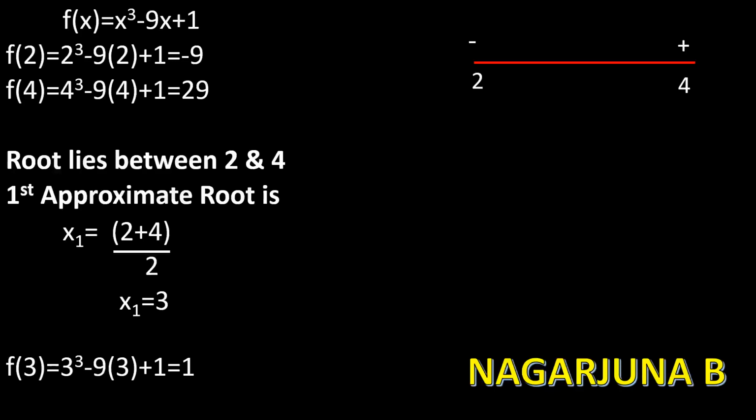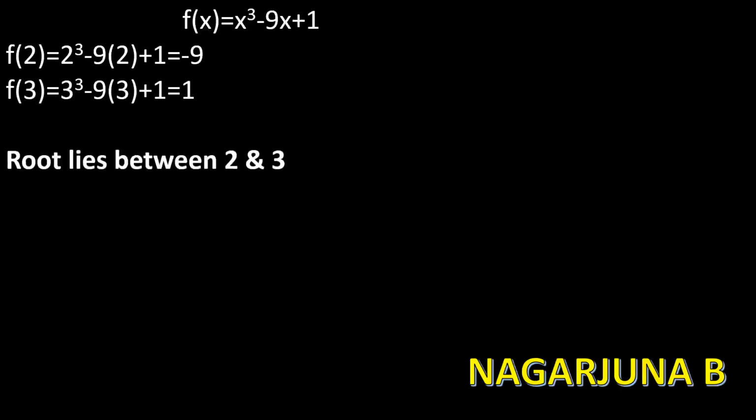That is, we have found a new root between 2 and 4, which is 3. And for this one, f of 3 is plus, that is positive. Therefore the root now lies between 2 and 3. The root lies between 2 and 3, where one end 2 gives a negative value, and the other end 3 gives a positive value, that is f of 2 and f of 3.